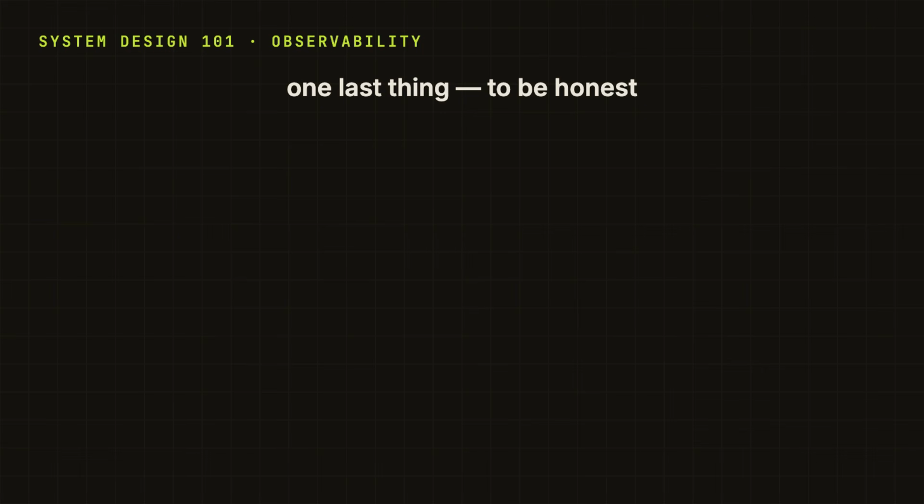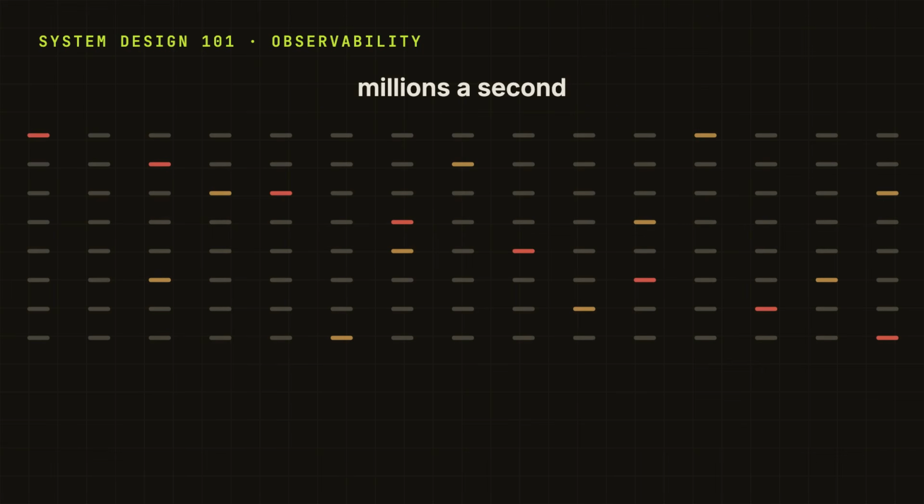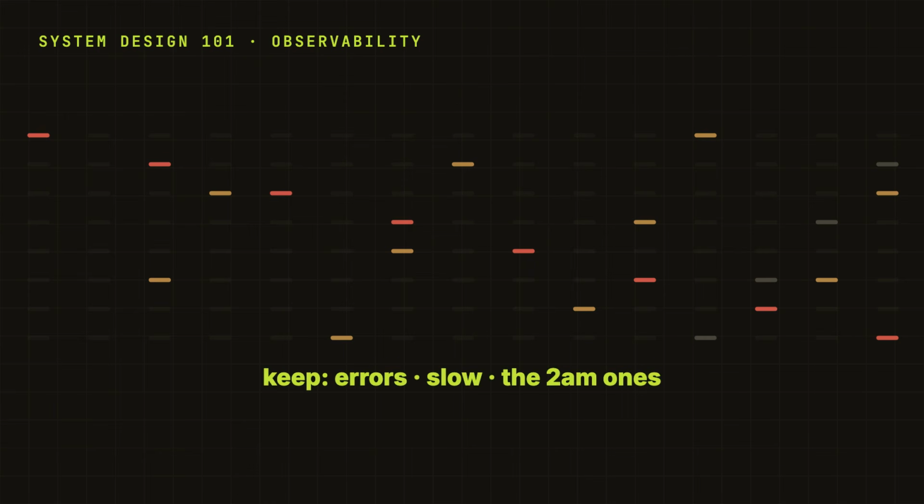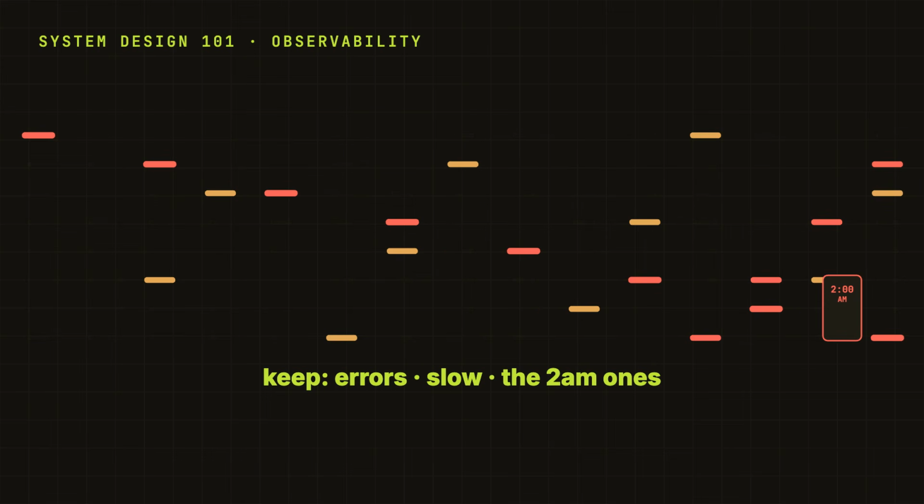One last thing, quickly, so it is honest. At scale, thousands, even millions of requests a second, you cannot record a full trace for every single one. That would cost a fortune. So you keep a sample. And the smart move is to try to hold on to the interesting ones. The errors, the slow ones, the 2 a.m. ones, and throw away most of the boring, fast, successful traffic. Keep the ones you would actually want to look at.